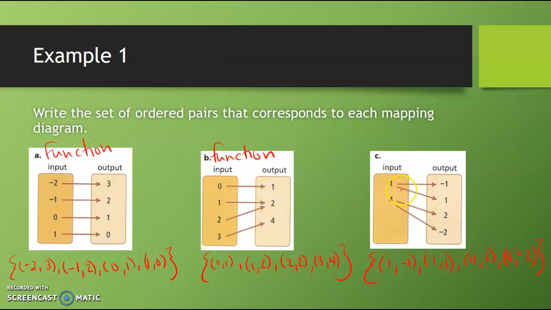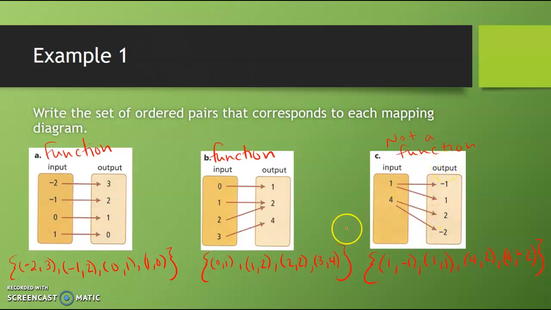Now let's look at C. 1 goes to both -1 and 1, and 4 goes to both 2 and -2. But really, it only took one of these going to 2 Y values for this to not be a function. So our 1 and our 4 in this case are both cheating on our outputs. And so this is not a function.